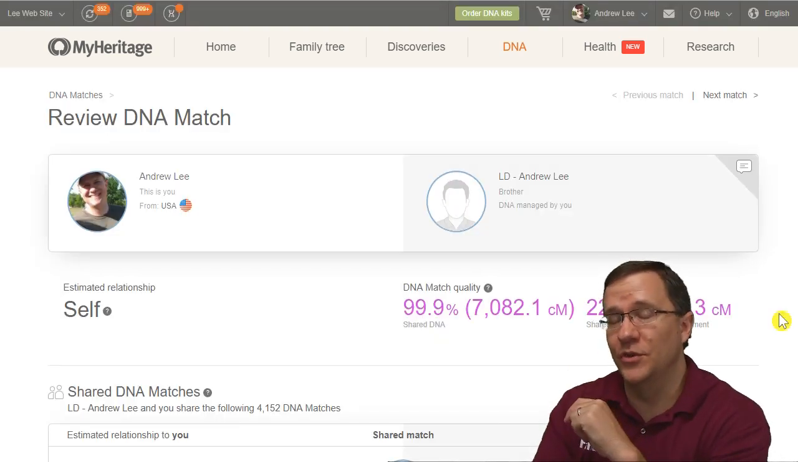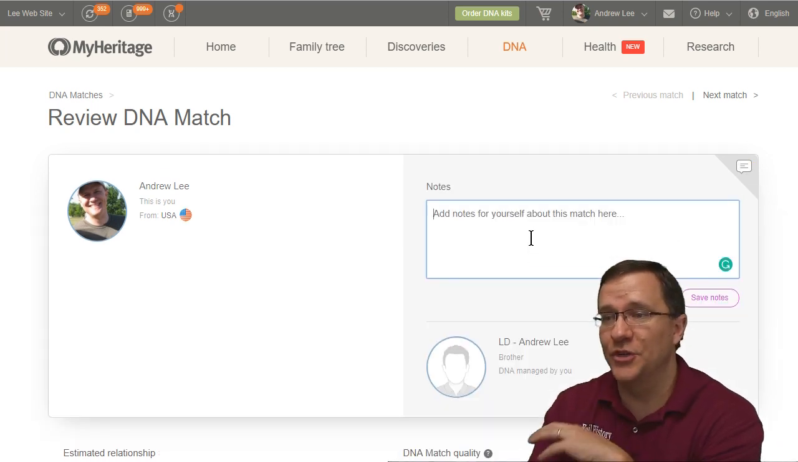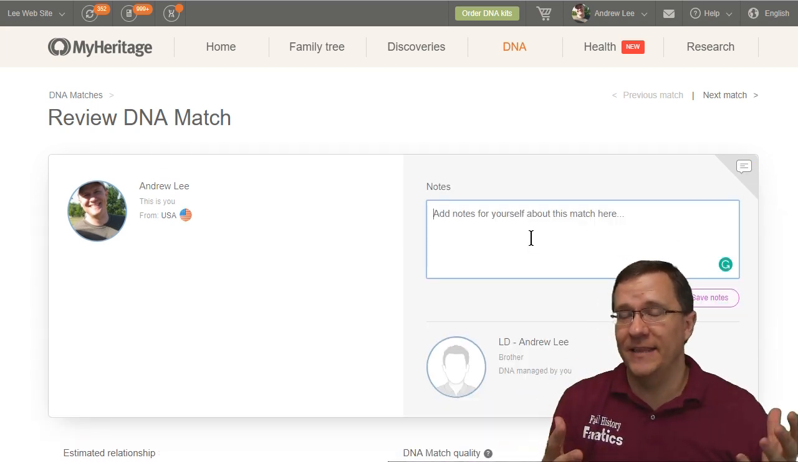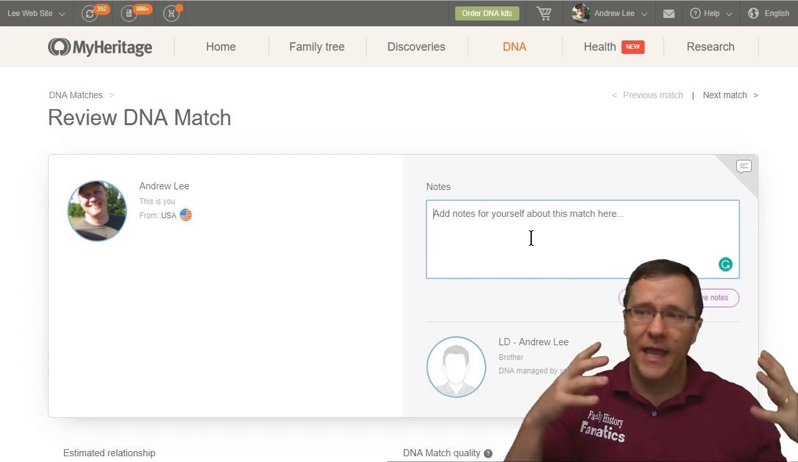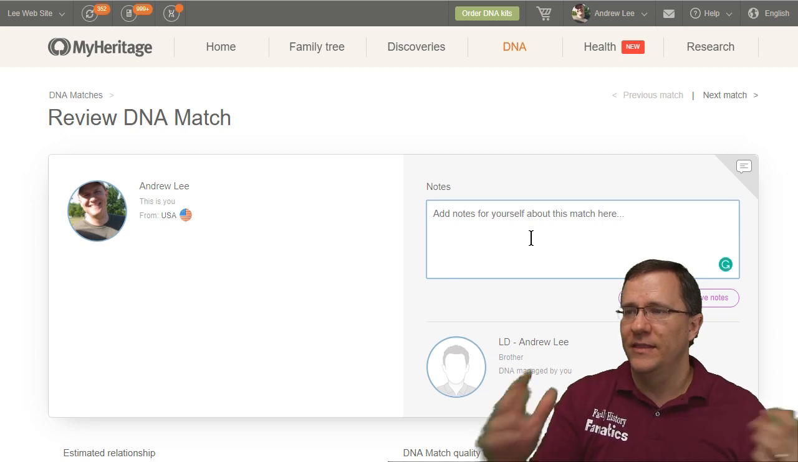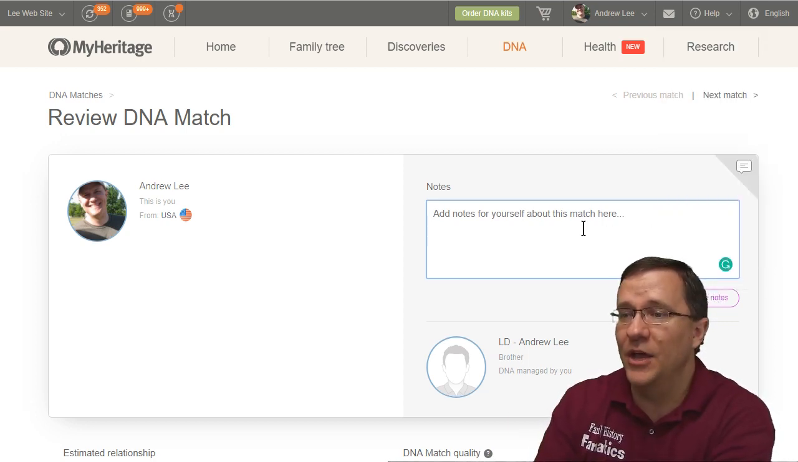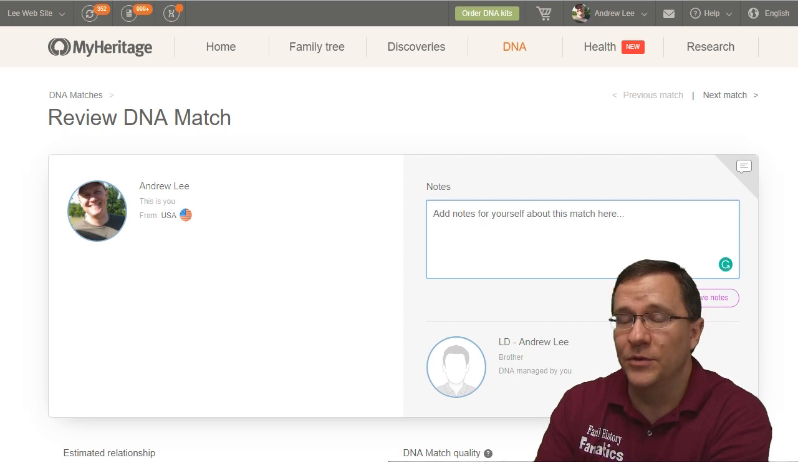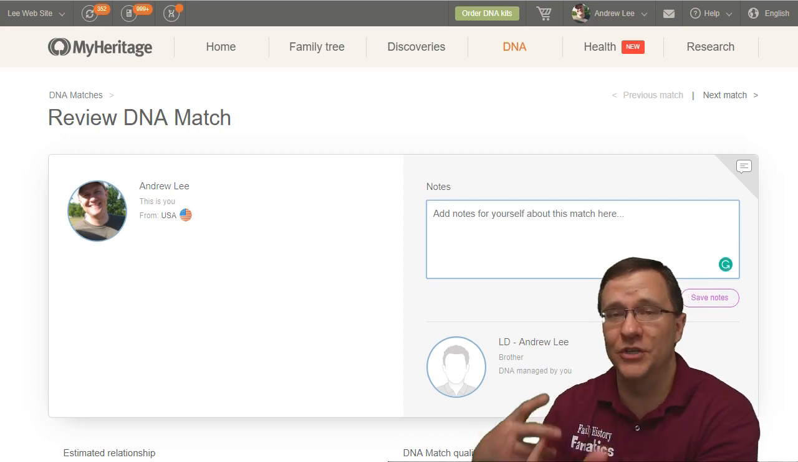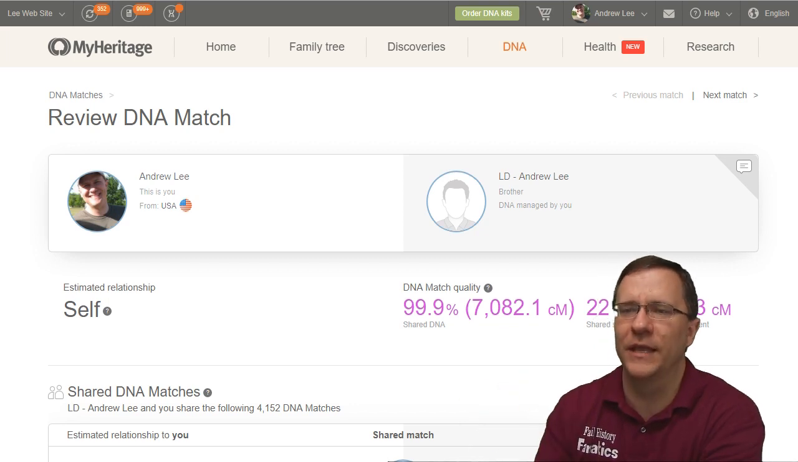Now, one of the things that you can do with each one of your matches is you can actually add notes to them. So as you're doing your research, as you've contacted them, if you want to add some notes as to how you're related or some information you found, then just click on this icon up in the top corner and add a note here. And then you'll be able to have those to help organize your data so that you know where this match is or how they're related to you.